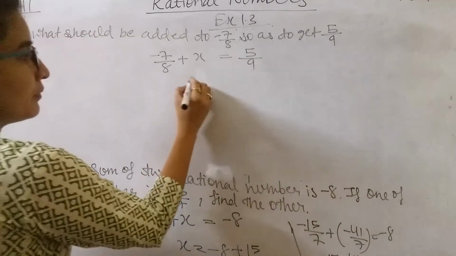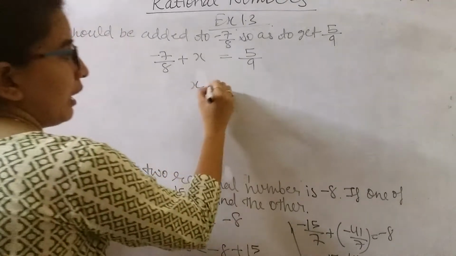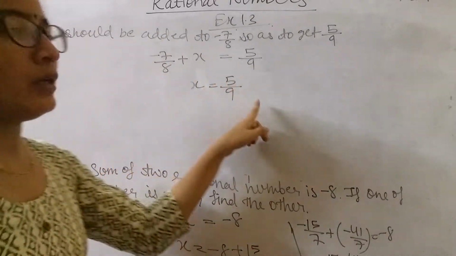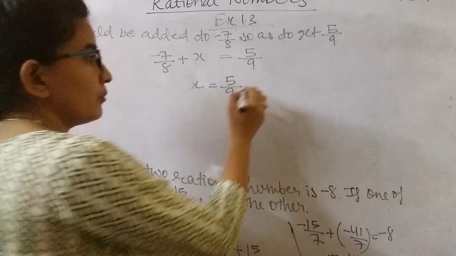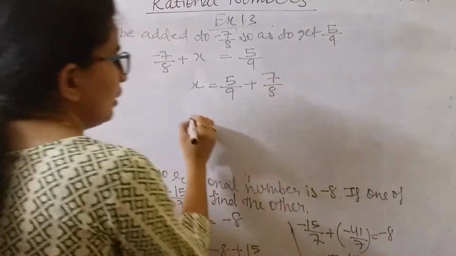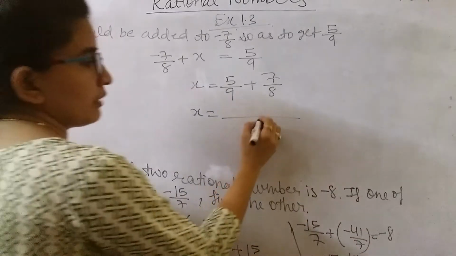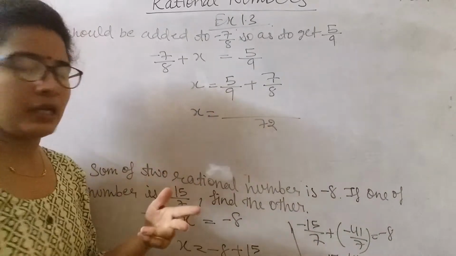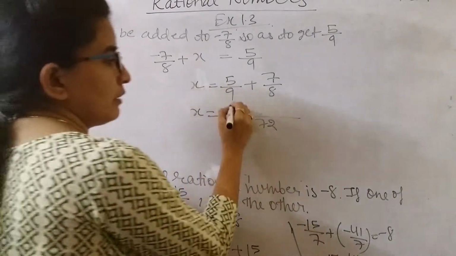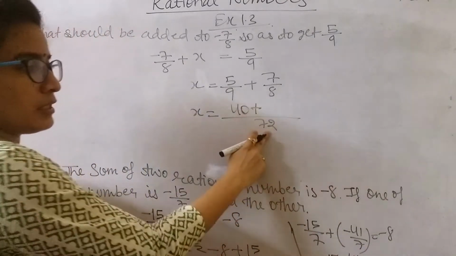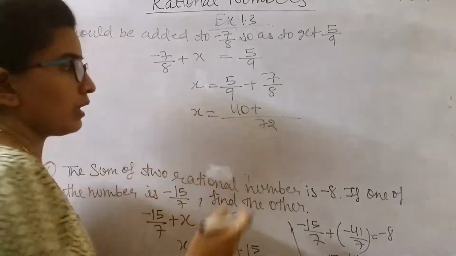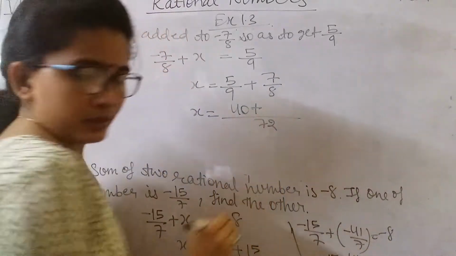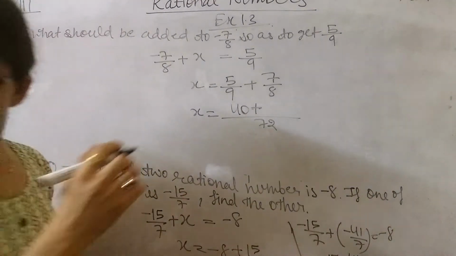So again we will take x on the left hand side and carry this minus 7 upon 8 to the right hand side, that will become positive, plus 7 upon 8. Now we will take the LCM of 9 and 8, that will be 72. Now 72 divided by 9, we will get 8, and 8 multiplied with 5, we will get 40, plus 72 again divided by 8, we will get 9, and 9 multiplied with 7, that will be 63.